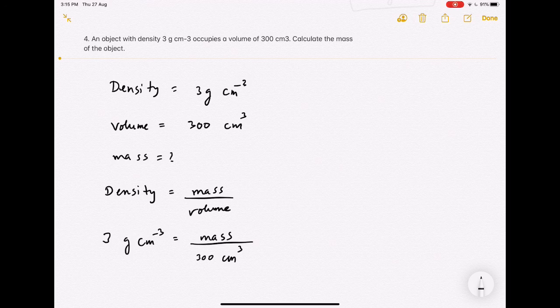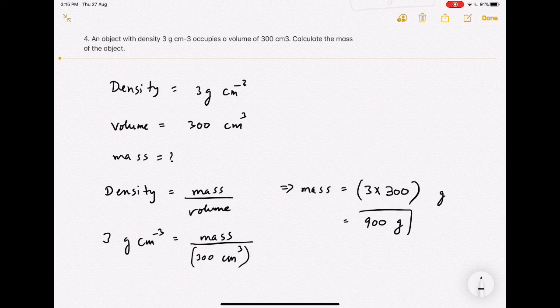So if I just move the denominator over here on the other side of the equation, I get mass is equal to 3 into 300, and the unit will be grams, because the centimeter cube will cancel each other out. You will only have grams. So 3 into 300 is 900 grams. This is the mass of the object.